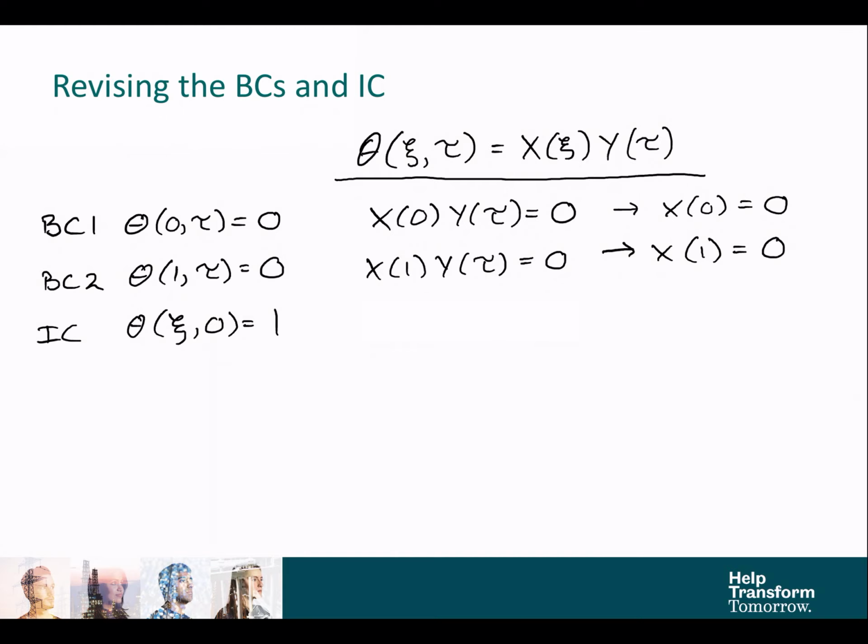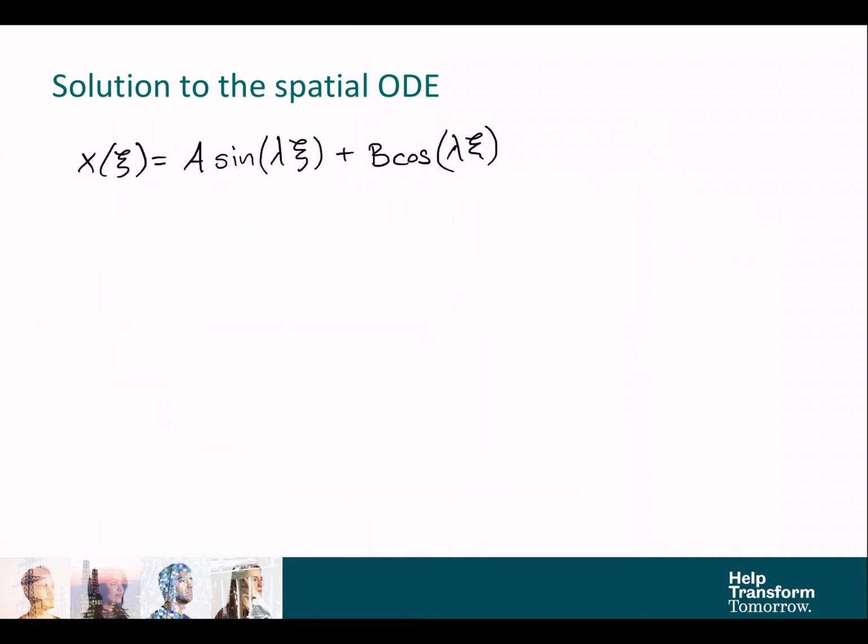The last condition, the initial condition, we don't make too much progress here. We just fill in the numbers and that's what it is. So our next step is applying these boundary conditions to the separated ordinary differential equations. We'll start with the spatial equations because those two boundary conditions are homogeneous, so we think they'll probably be easier.